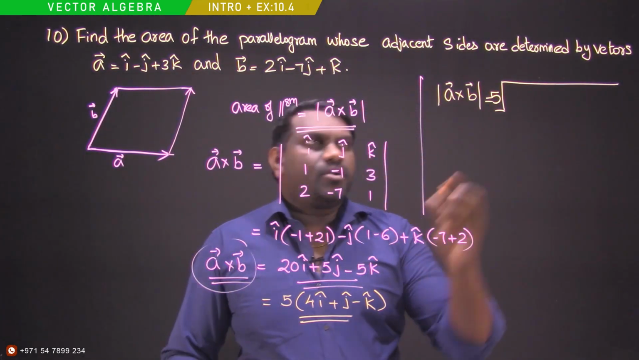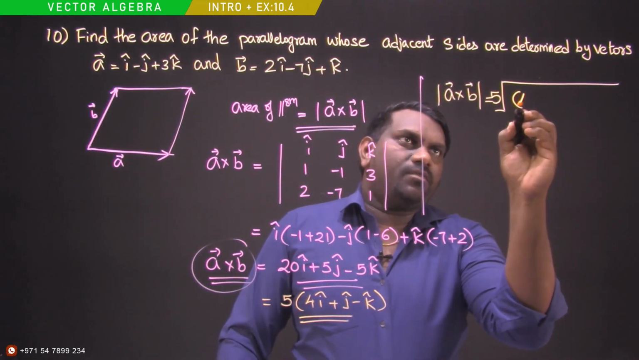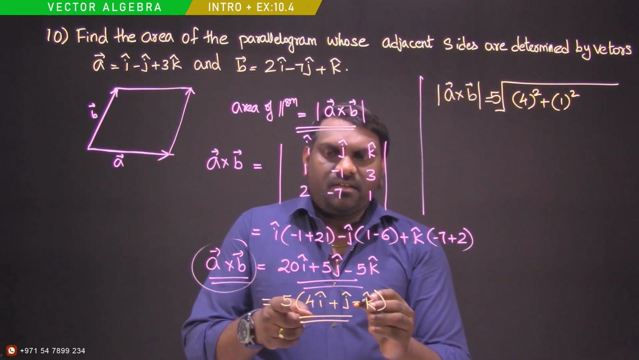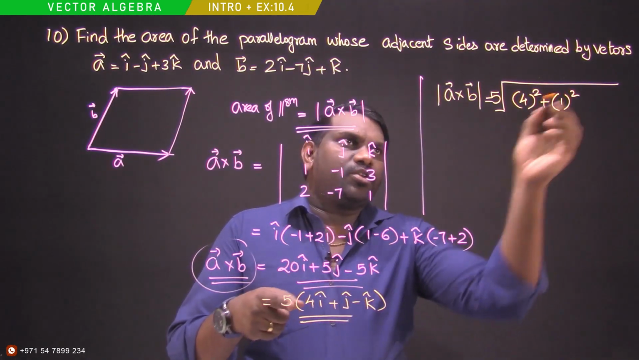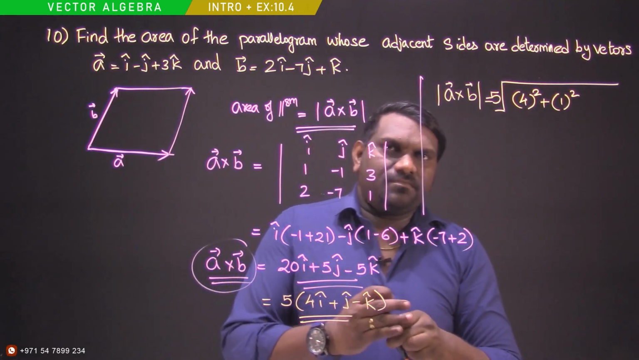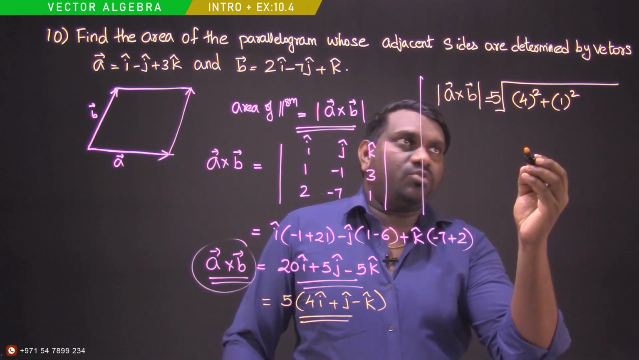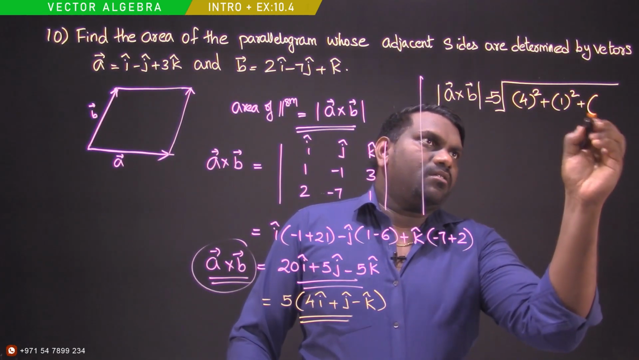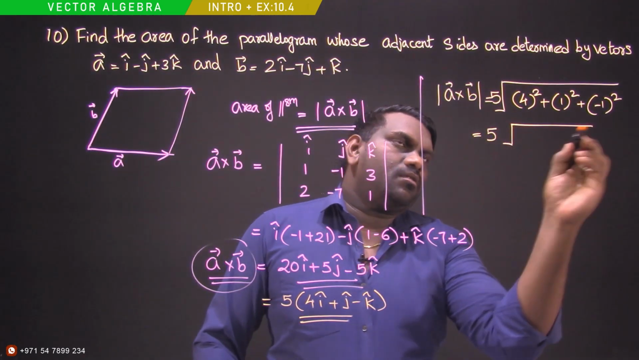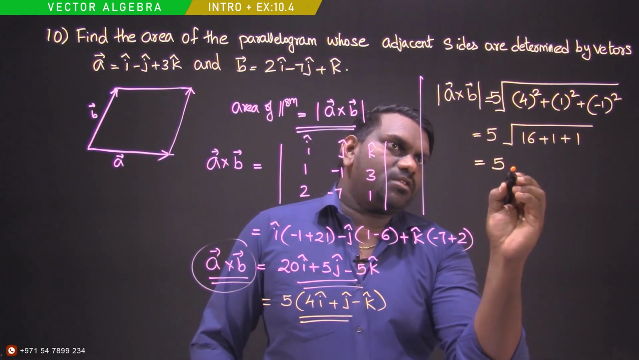5 will be outside because I have the 5 square, so 5 will come outside, and you simply need to take the squares of these, which is 4 square plus 1 square plus (-1) square. Even if you put 5 inside the root, it gives me 5 square, so I can take 5 outside. Make sure you keep it outside the root, that's much easier for solving these types of problems. This is 5 root of 16 plus 1 plus 1, that is 5 root 18.